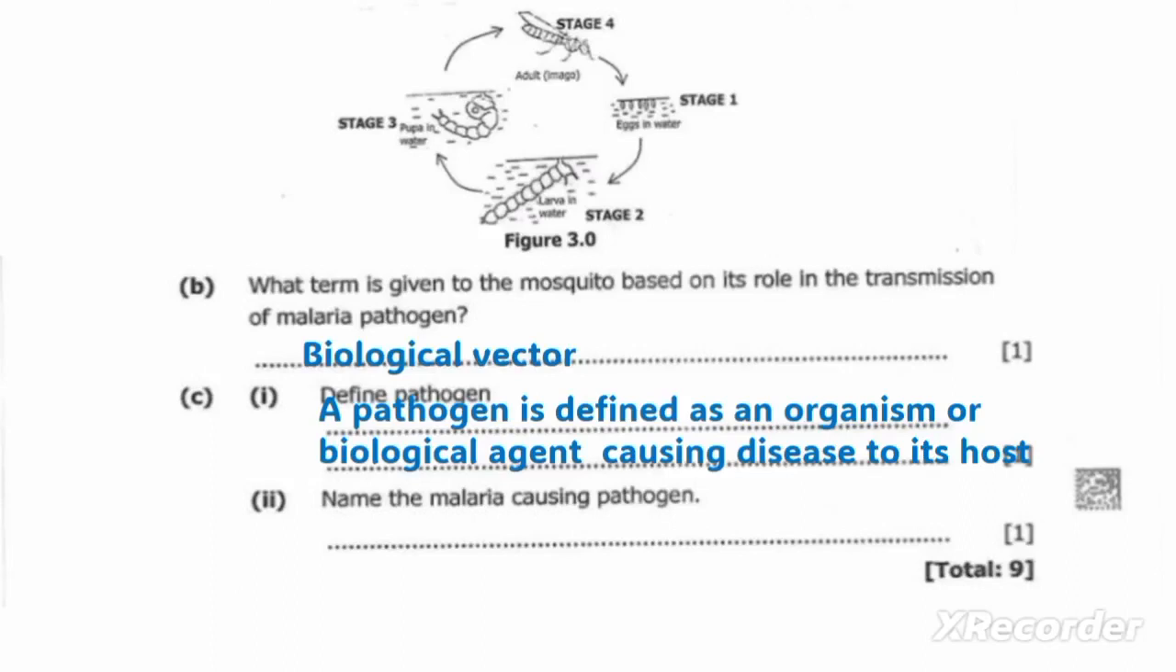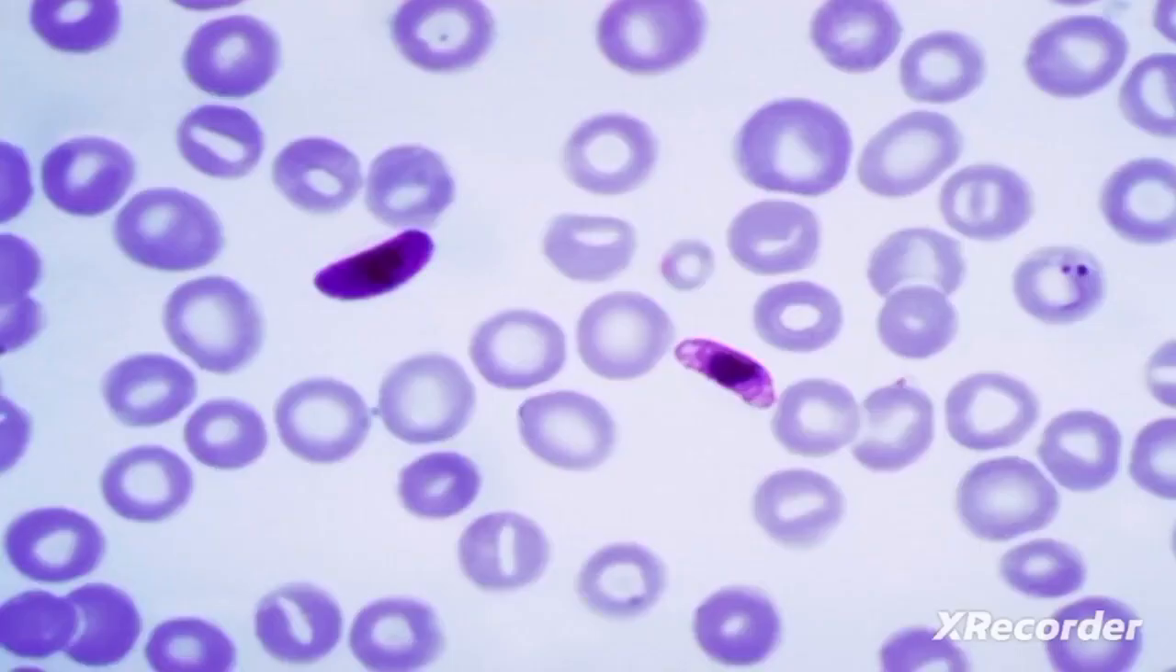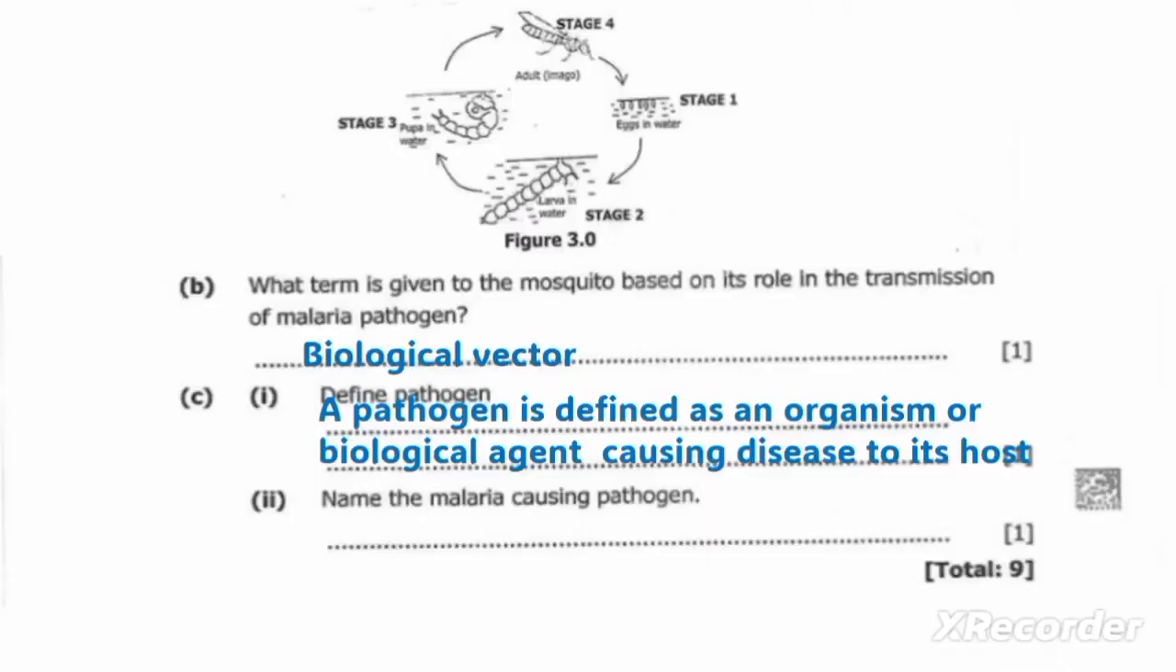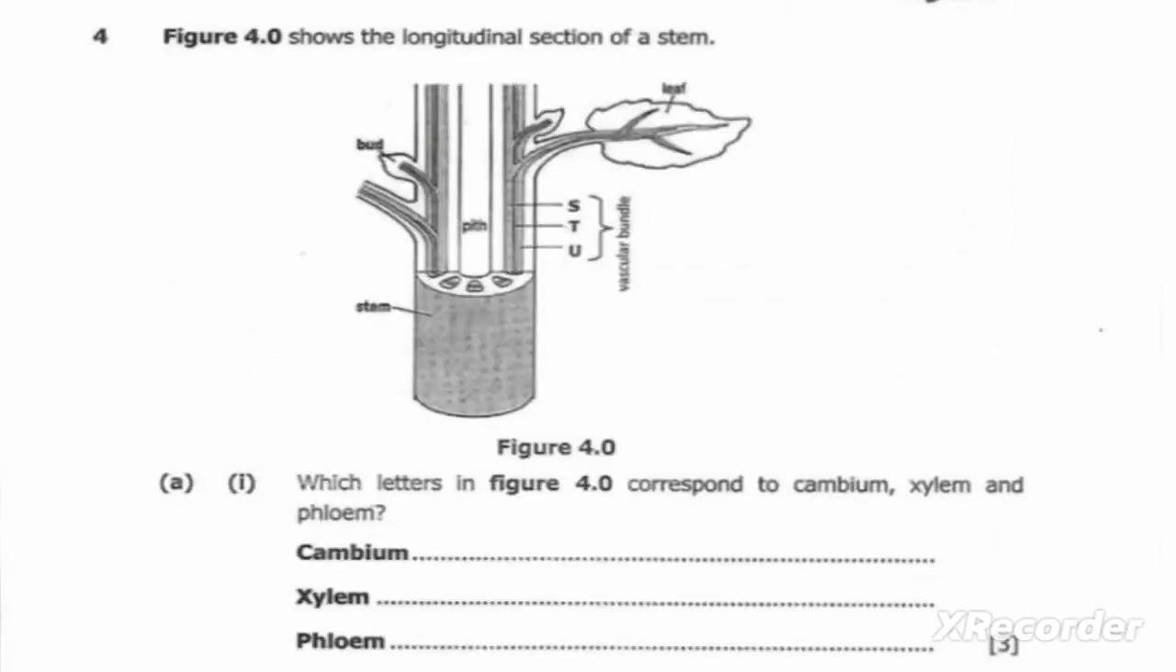Question C, Roman numeral 2. Name the malaria causing pathogen. So the malaria causing pathogen is plasmodium. Plasmodium is the malaria causing pathogen. We shift to the next question, which is question 4.